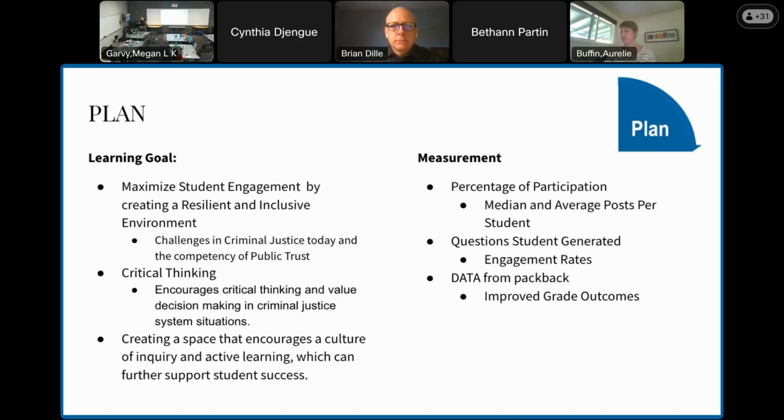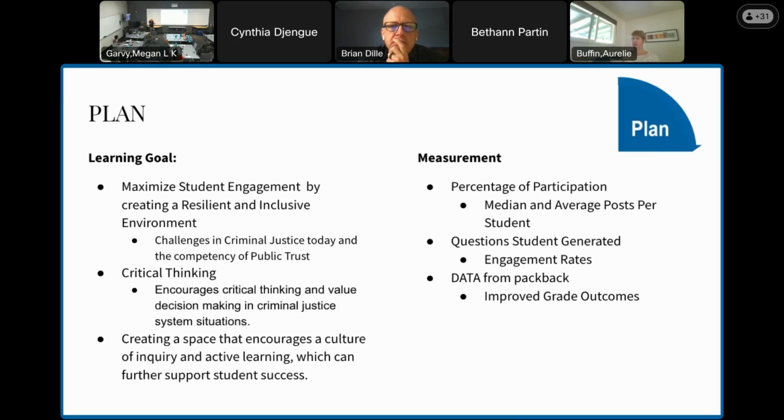Well, back to that first one, it addresses competencies. So we look at the challenges in criminal justice today, which are immense, and what do we want to engage the conversation in and around? So it does address competencies, but critical thinking is probably a competency in most people's learning objectives. And so it encourages that critical thinking and values the decision, the process. And then lastly, creating a space that encourages cultural inquiry, especially in criminal justice today. Kind of important.